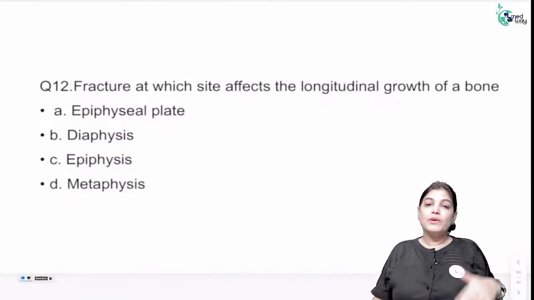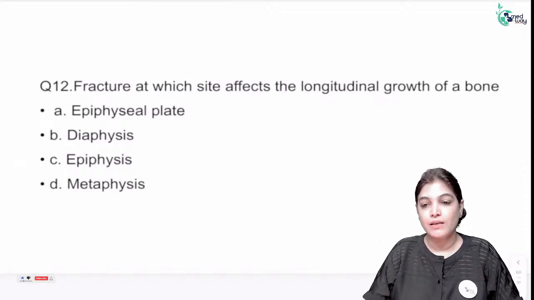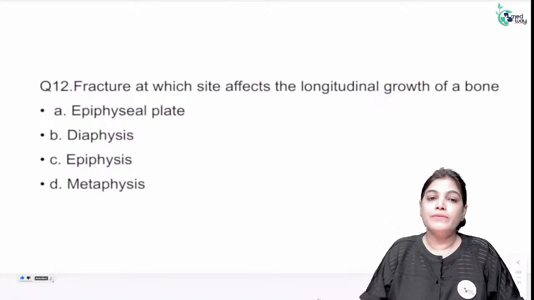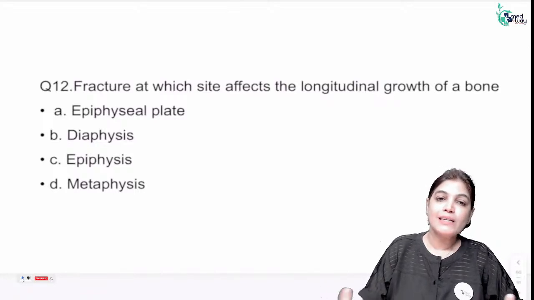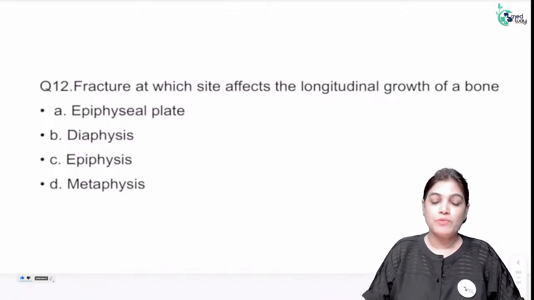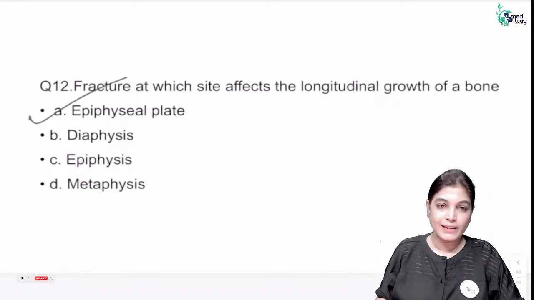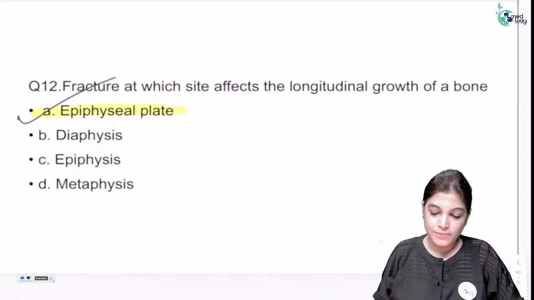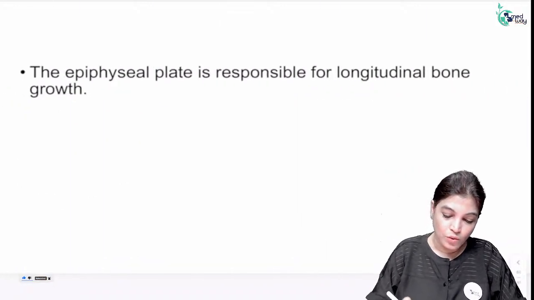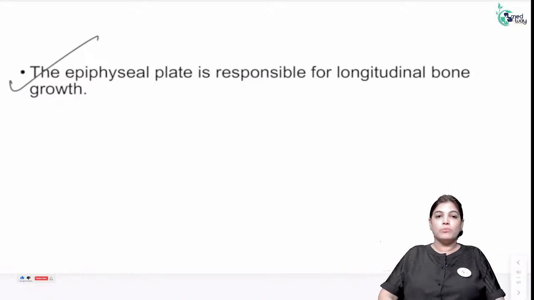So here we already know that the epiphyseal plate is there, and after further fusion of diaphysis and epiphysis, it will be in the form of the epiphyseal line. Okay. So if there is a fracture at the site of the epiphyseal plate, then the bone growth will be affected. So definitely we are going with epiphyseal plate as the right answer. Actually, the epiphyseal plate is responsible for longitudinal bone growth.